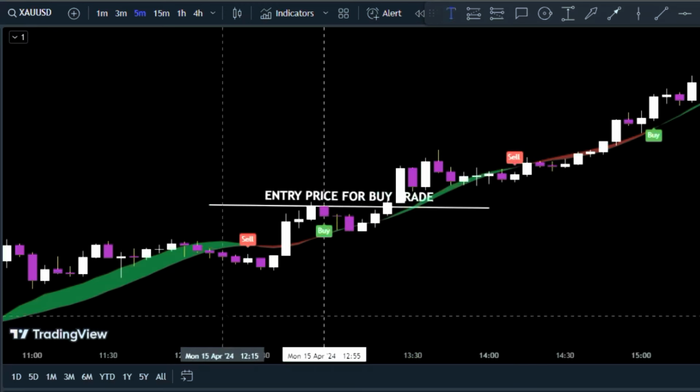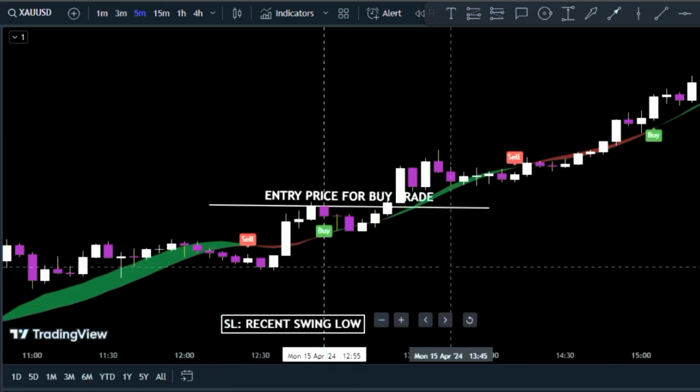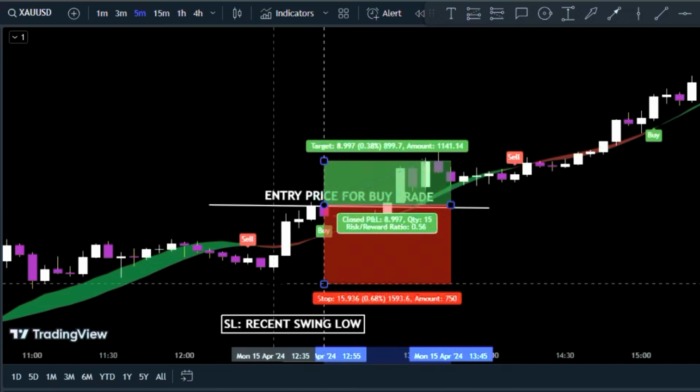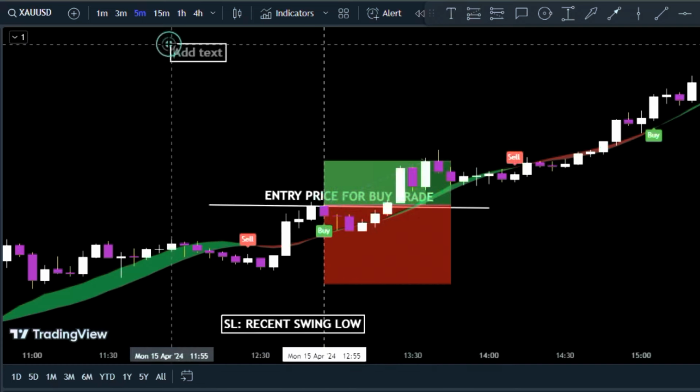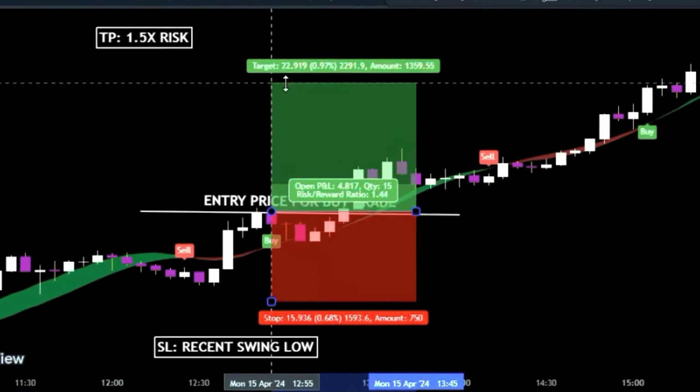Then, set your stop loss at the most recent swing low, providing a safety net in case the market turns against you. And for the take profit target, aim for 1.5 times the risk, ensuring a favorable risk to reward ratio.